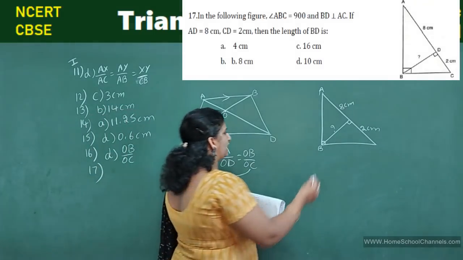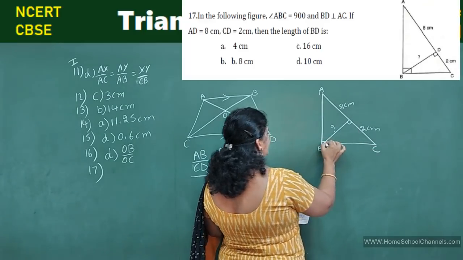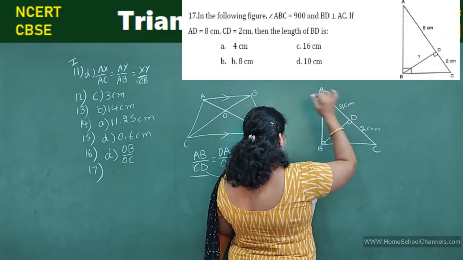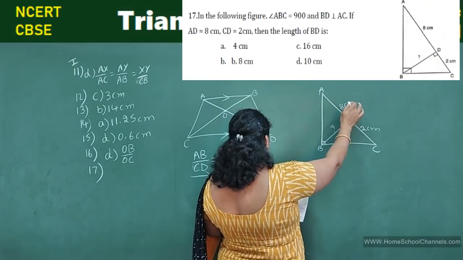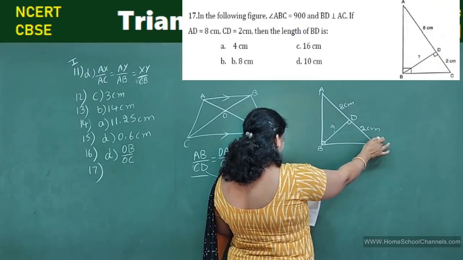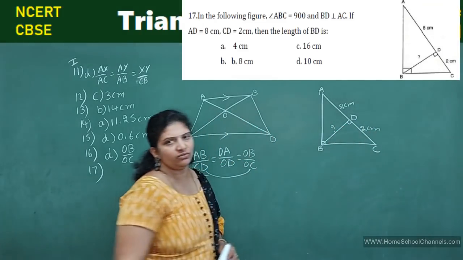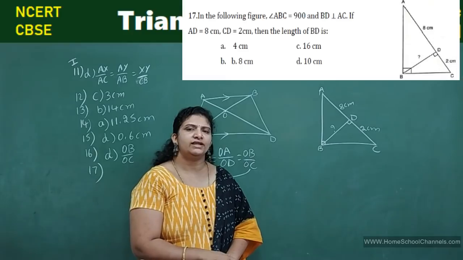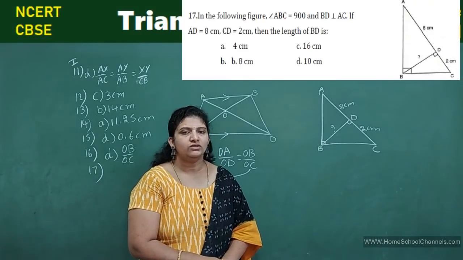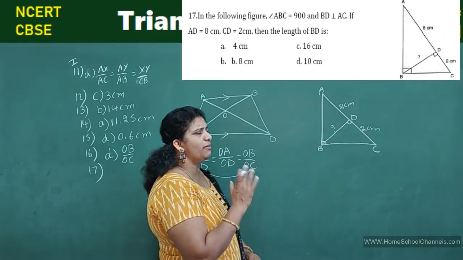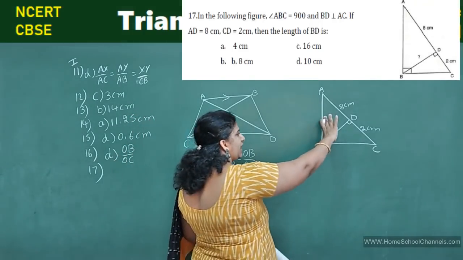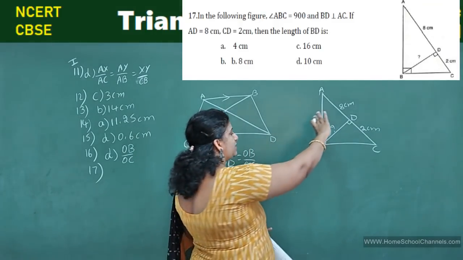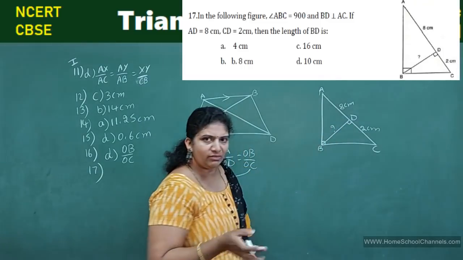17th one, in the following figure, you can see the figure there. Angle ABC is equal to 90 degrees. This angle is a right angle and BD is perpendicular to AC. If AD is equal to 8 cm and CD is equal to 2 cm, then the length of BD is your question. A similar type of question I have solved in the model paper. Many of the children asked, ma'am, how do you get that formula? So observe here, children, we need to compare the triangles. Comparing the big triangle with this triangle and equating the ratios, you get one formula.